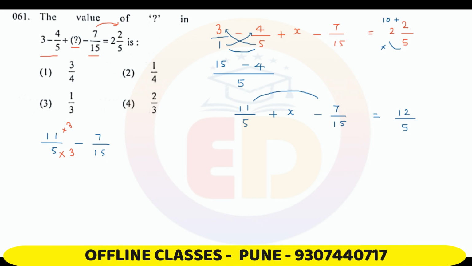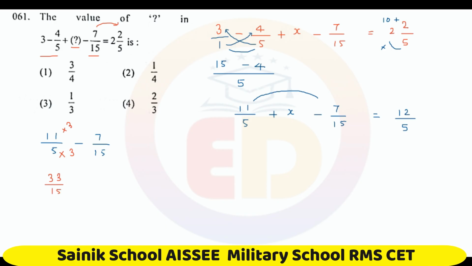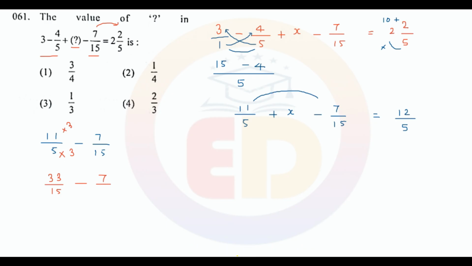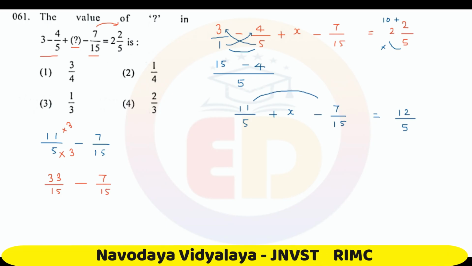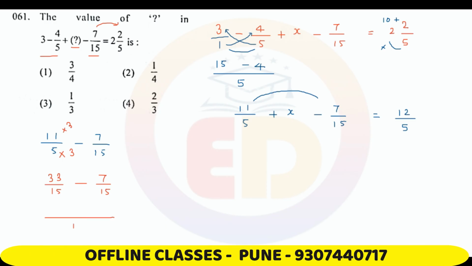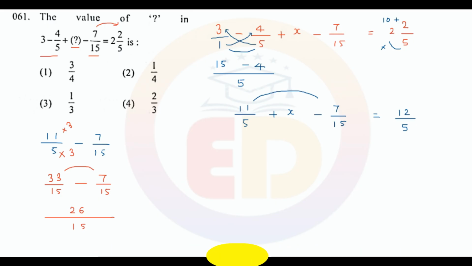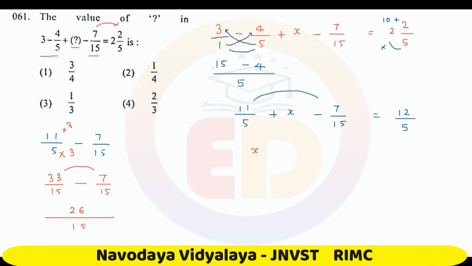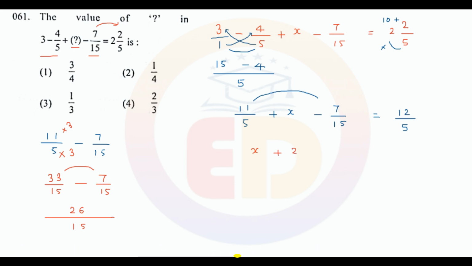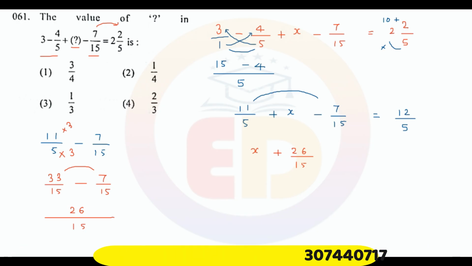It will become 33 upon 15 minus 7 upon 15. Now they both are like fractions, and subtracting the like fractions, the common denominator will be 15. Subtract the numerator, 33 minus 7 is 26. So this part becomes x plus 26 upon 15. You can write it before x or after x, it will not change because the answer is in plus.